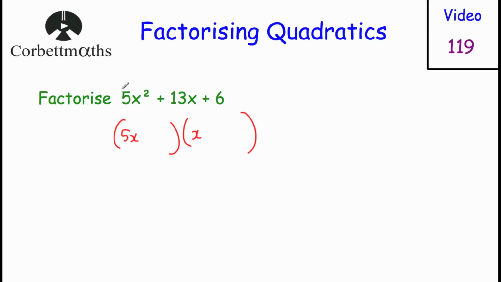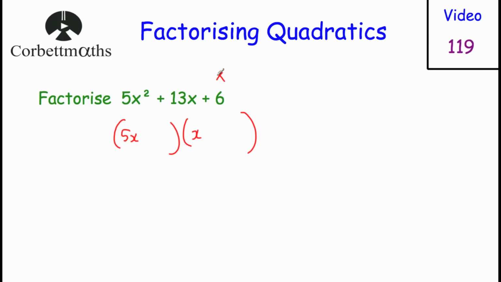If we had something such as 4x squared, it's a bit harder because you then have to figure out whether it's 4x and x or 2x and 2x. But with this one being 5x squared, that's quite nice. So we've got 5x and an x. Now, if we were expanding our brackets, we would do 5x times x, which is our 5x squared. Then we would do 5x times this number and x times that number, and they would add together to give us our 13x in the middle. And then finally, the number here times the number here will give us 6.